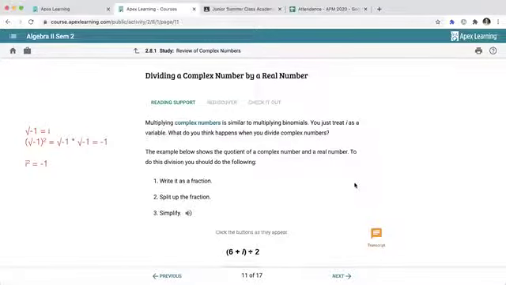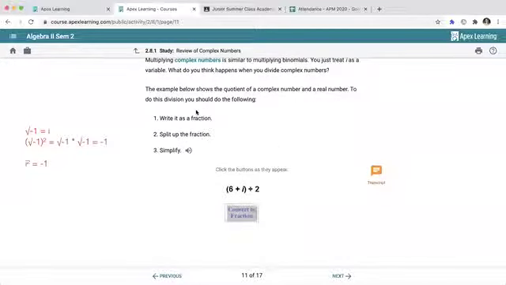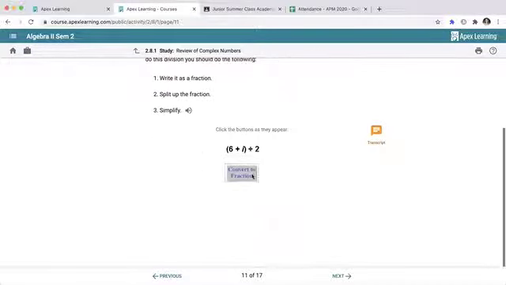Now, jumping forward too, if we're going to divide a complex number by a real number, the first step is to write it as a fraction. The second step is to split up the fraction into 2 parts and then simplify. So what this looks like is we write our 6 plus i on top, our numerator, and our denominator is this divided by 2.